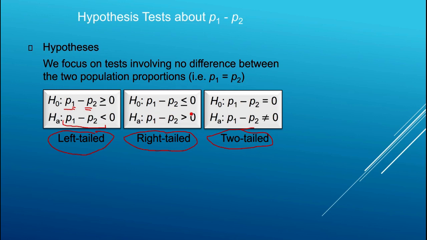And so the alternative would be that P1 is actually less than P2, or P1 minus P2 is negative. For a right-tailed test, we just swap the direction of the inequalities so that the null hypothesis is that P1 is less than or equal to P2, and the alternative that P1 is greater than P2. And then finally, with a two-tailed test, we simply have the null hypothesis that the proportion of the population with the characteristic is the same across the two different populations, 1 and 2, and the alternative is that they're not.